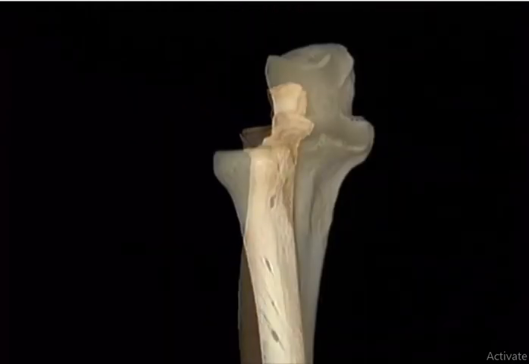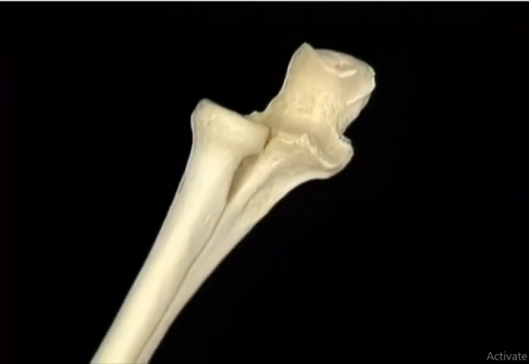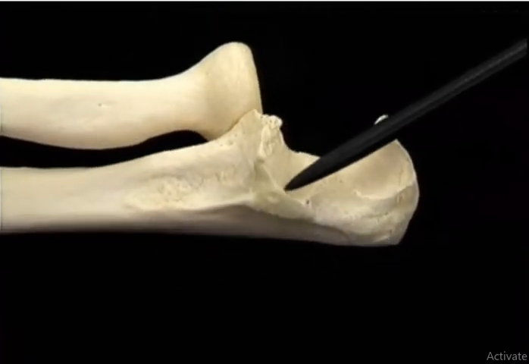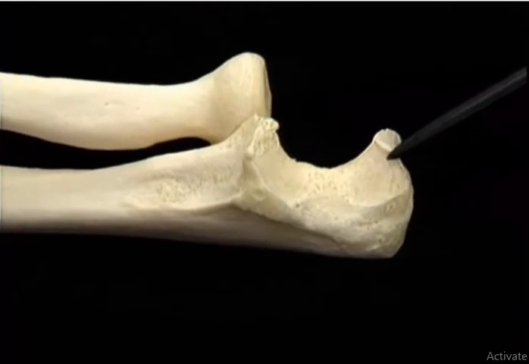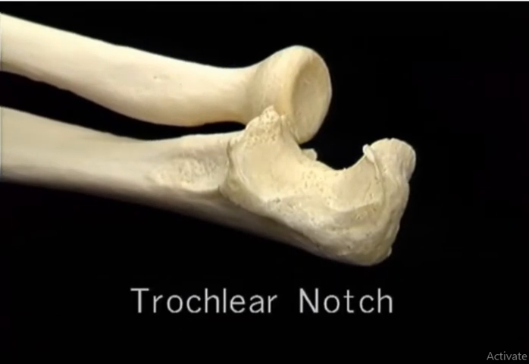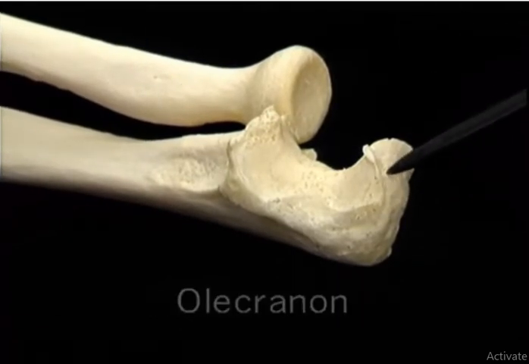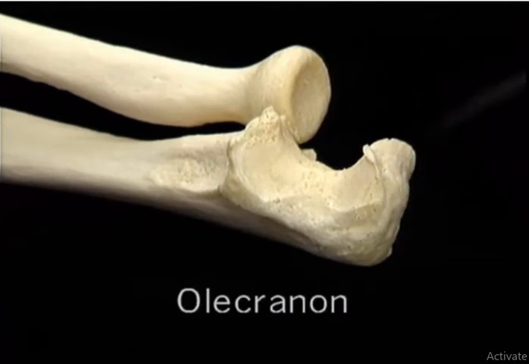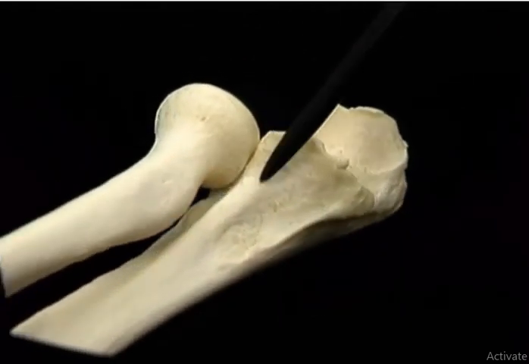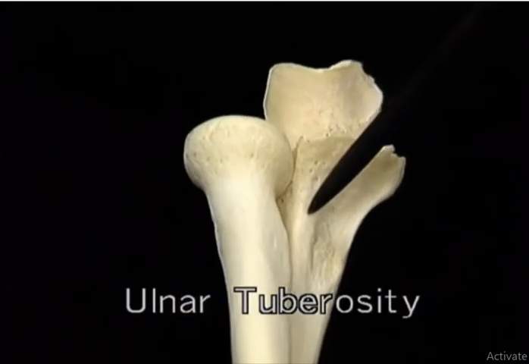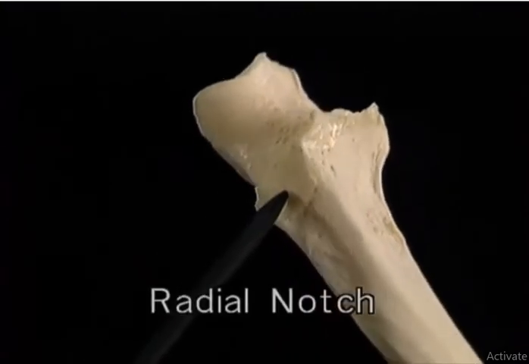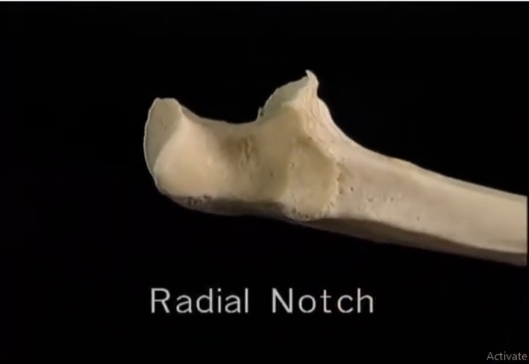Let's look at the proximal ends of the radius and the ulna. We'll look at the ulna first. The main feature of the proximal end of the ulna is this large curved articular surface. The curve that it forms is called the trochlear notch. It articulates with the trochlea of the humerus. The very proximal end of the ulna is the olecranon. The triceps tendon is attached to it. This projection is the coronoid process. Distal to it, this rough area, the ulnar tuberosity, marks the insertion of the brachialis tendon. This small curved surface, the radial notch, is where the head of the radius articulates.